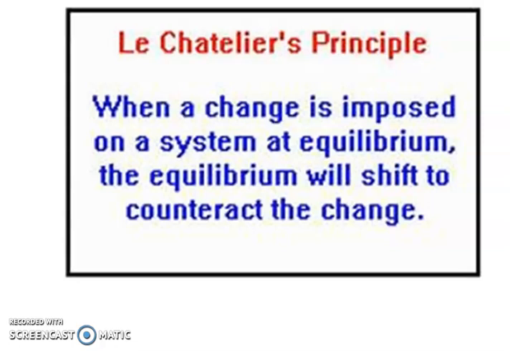Le Chatelier's principle lets us figure out what is going to happen when a stress is put on a system at equilibrium. We can figure out what's going to happen by looking either at Le Chatelier's principle or collision theory. Le Chatelier's principle says when a change is imposed on a system, when we stress a system that's at equilibrium, the equilibrium will shift to undo whatever it is that we have done to the system.